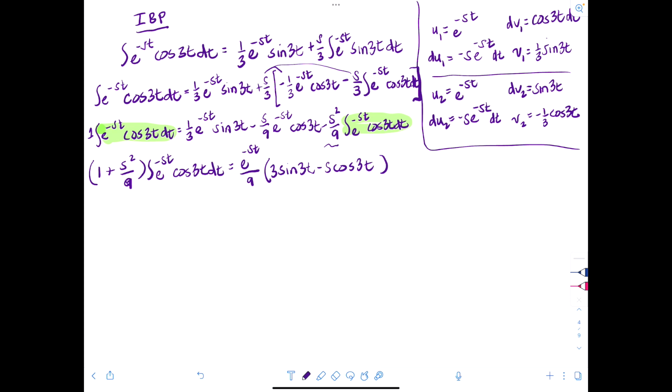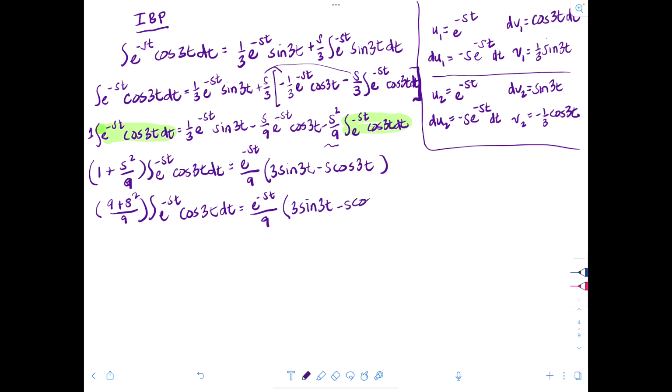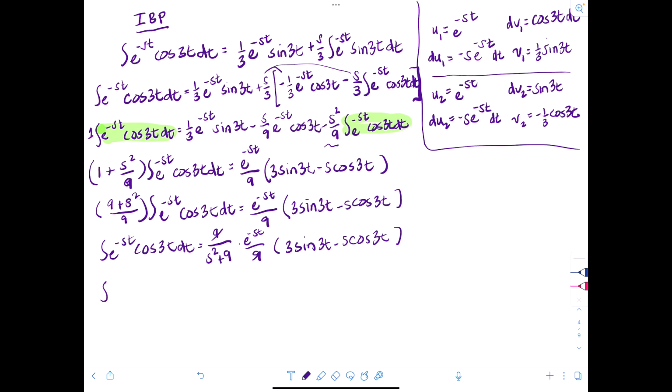And now I'm going to write this as 9 plus s squared over 9 times the integral of e to the negative st times cosine at 3t dt is equal to e to the negative st over 9 times 3 sine at 3t minus s cosine at 3t. So when I invert and multiply to isolate this integral, I'll have 9 over s squared plus 9 times e to the negative st over 9 times 3 sine at 3t minus s cosine at 3t.